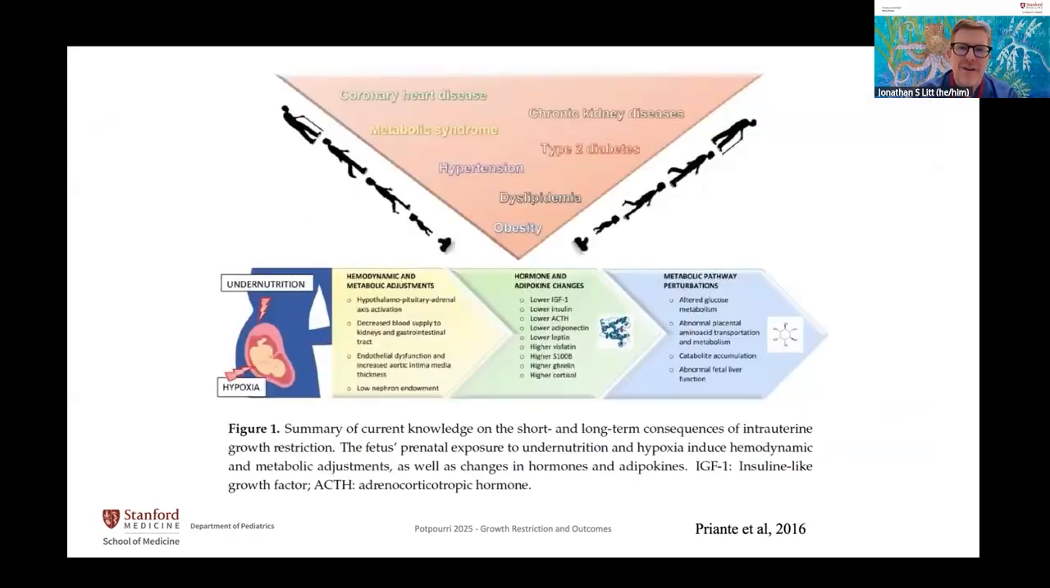And this is another schema from a nice review paper as well that really tries to pull together all of the science on our thinking about the impact of fetal health on life course health trajectories over time, particularly the impact of growth restriction on cardiometabolic health, on hormone regulation, and then metabolic pathways over time.